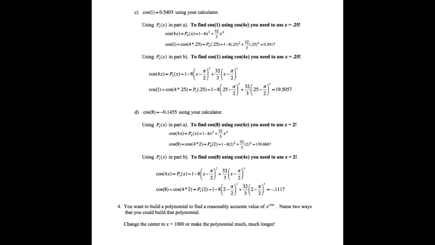So we take a look, and again, you use 0.25 for x. So the cosine of 4x is equal to p sub 4 of x, which is approximately equal to 1 minus 8 times x minus pi over 2 squared plus 32 over 3 x minus pi over 2 to the fourth. Cosine of 1 then is cosine of 4 times 0.25. Running 0.25 through this new polynomial, we get an answer of 19.5057, which again is very far away from our calculator answer because we just moved very far away from the center.